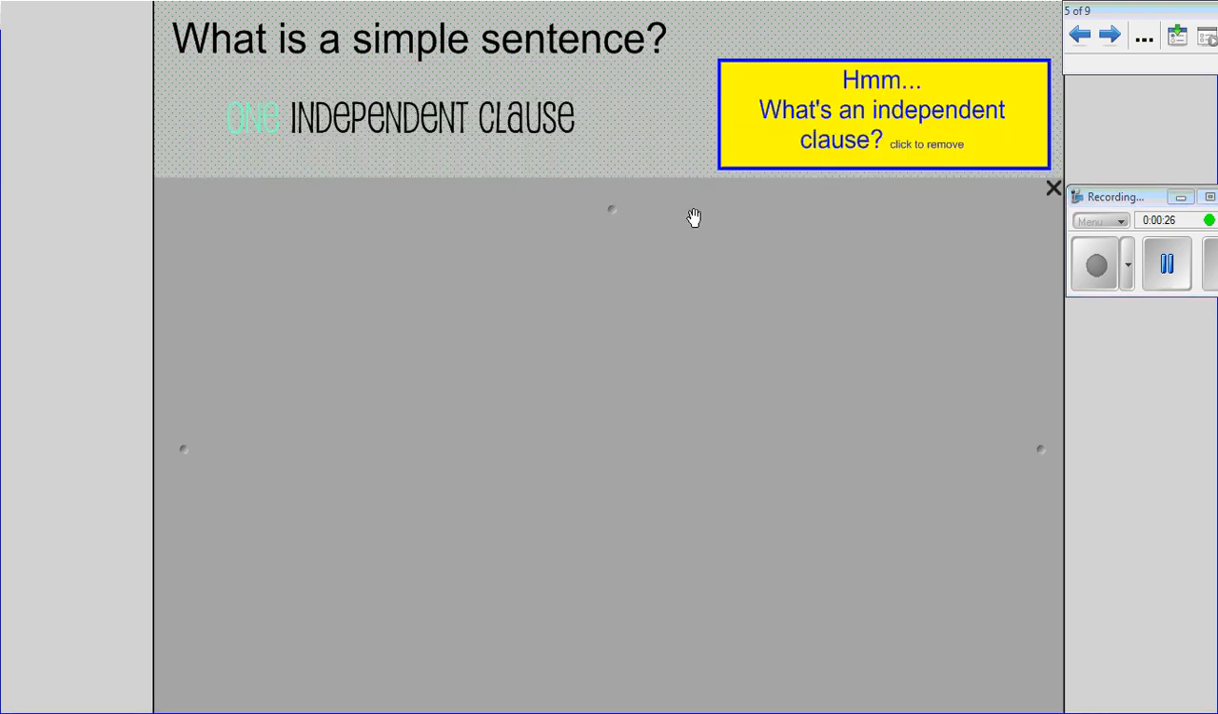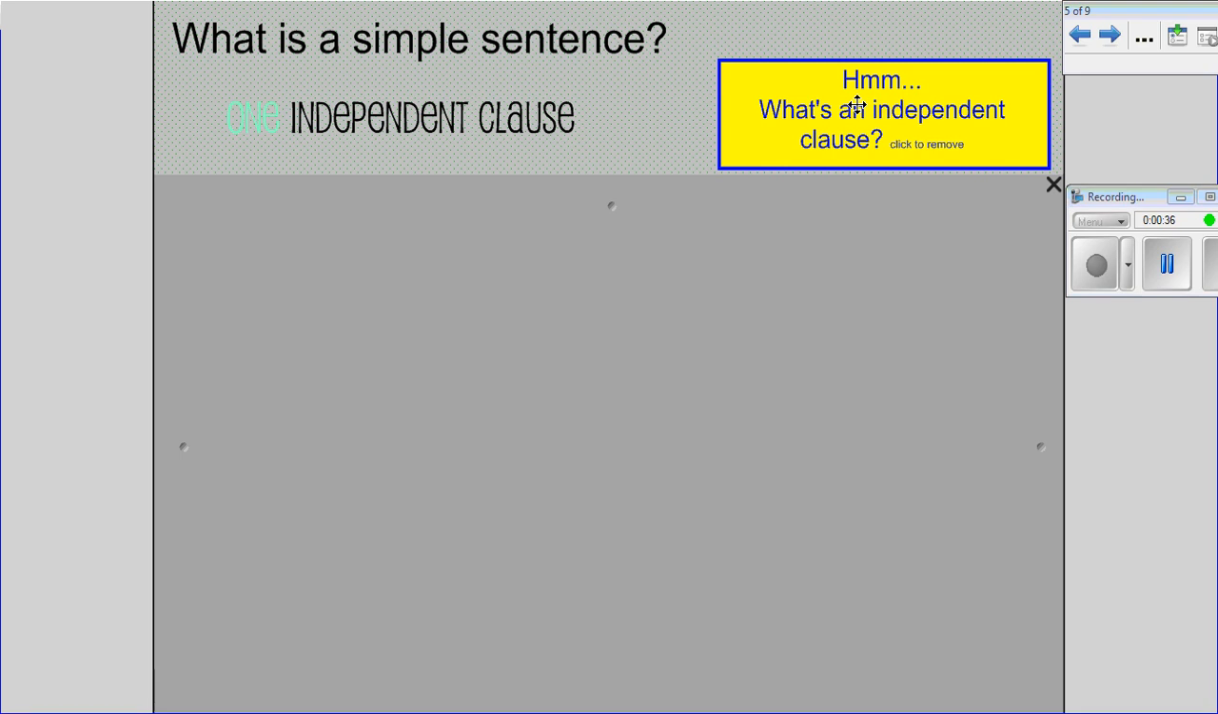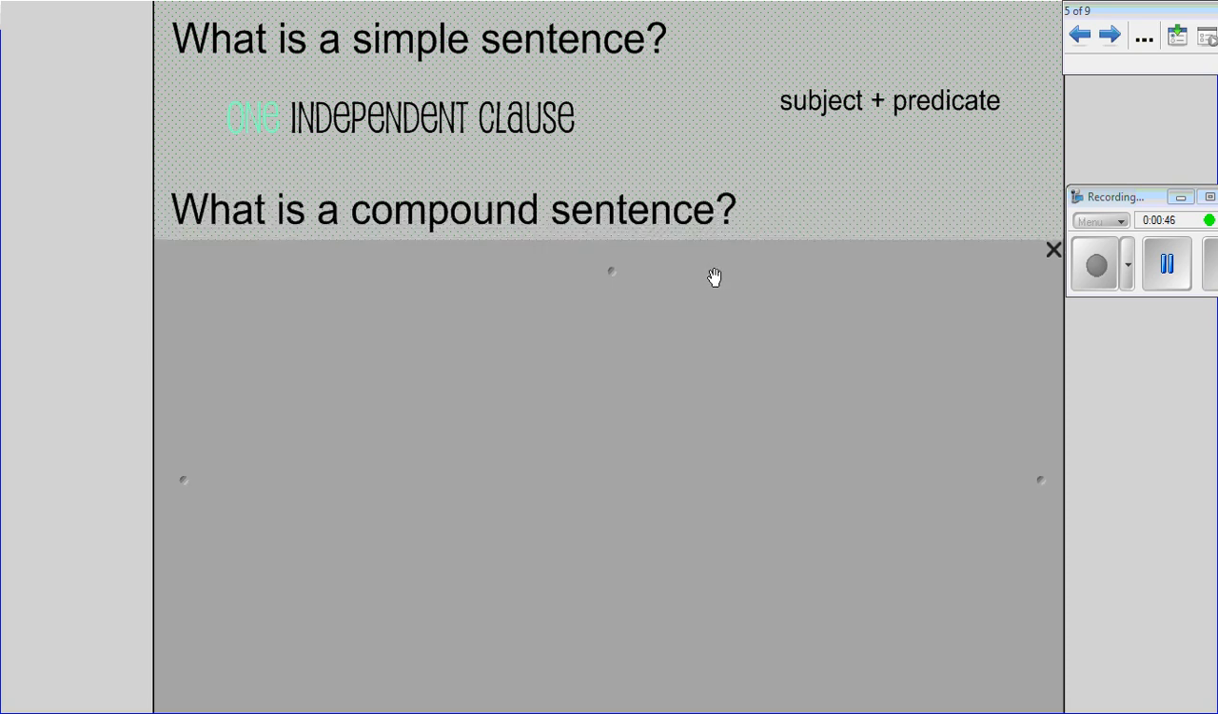All right, a simple sentence is one independent clause. Please now go ahead in your notebook and write down what an independent clause is. So an independent clause has a subject and a predicate. Please remember that a predicate is just a fancy word for a verb. In your notebook now, please go ahead and write down what a compound sentence is.